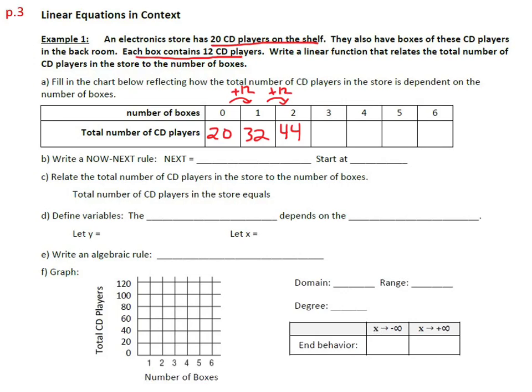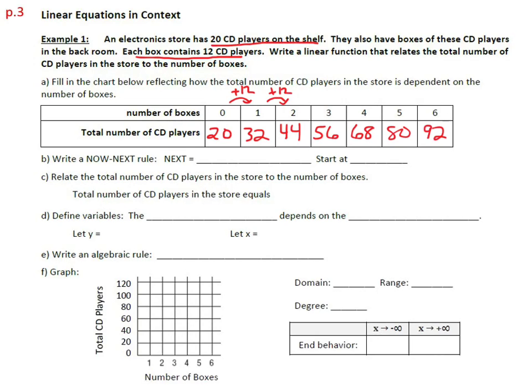If we have three boxes, that's going to put us up to 56 CD players available. Four boxes would bump us up to 68. 5 boxes would put us at 80. And then 6 boxes would put us at 92 CD players that are somewhere in that store.